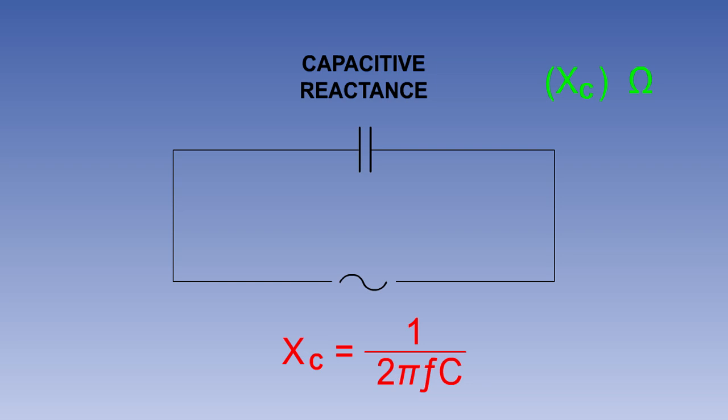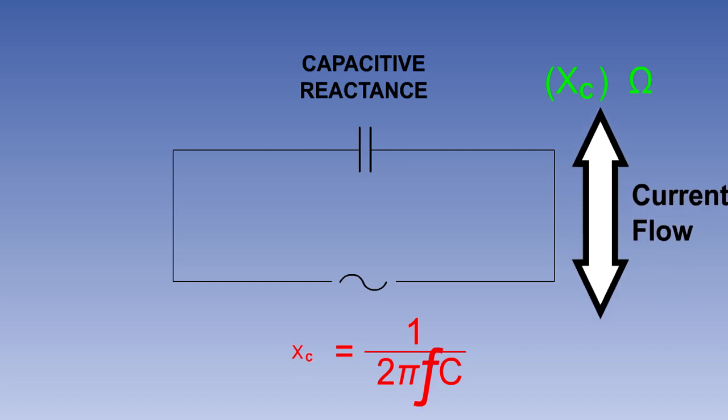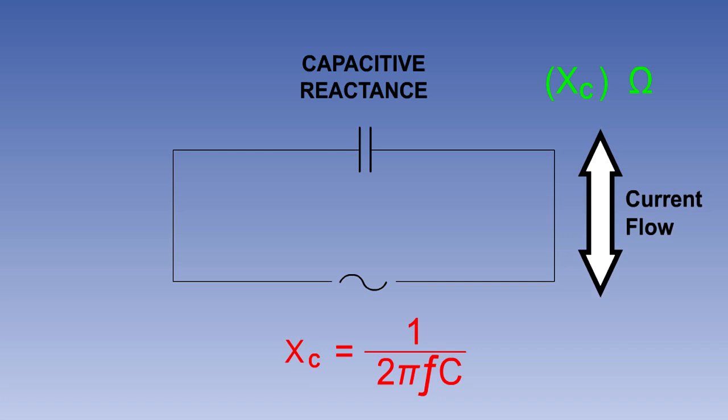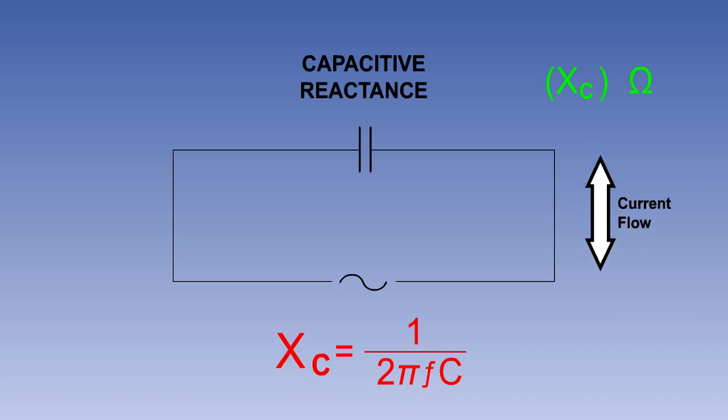Again, the formula itself is not of any great importance. However, from the formula, it can be seen that as frequency increases, capacitive reactance decreases, so the circuit current will increase. Conversely, if frequency decreases, capacitive reactance increases, and circuit current will decrease.